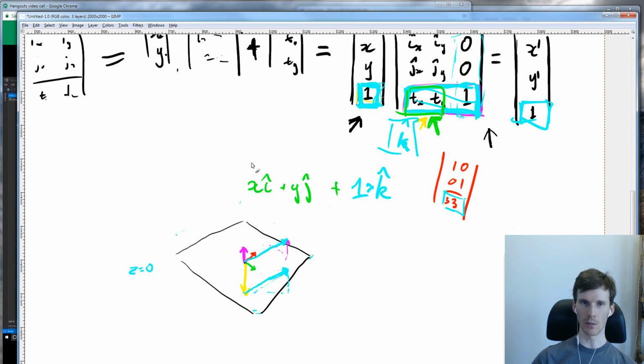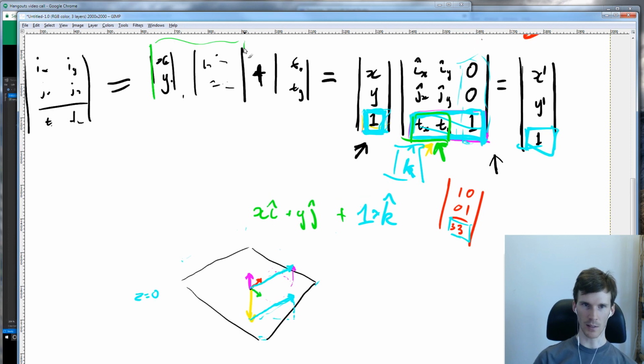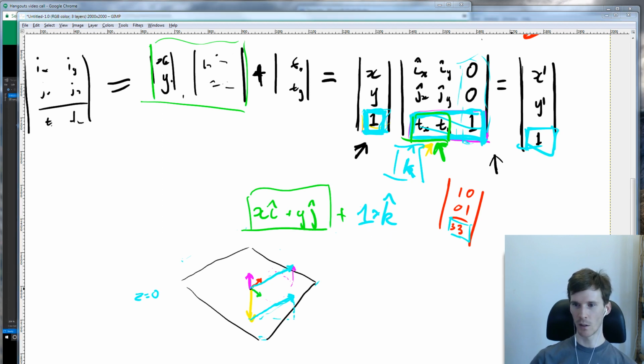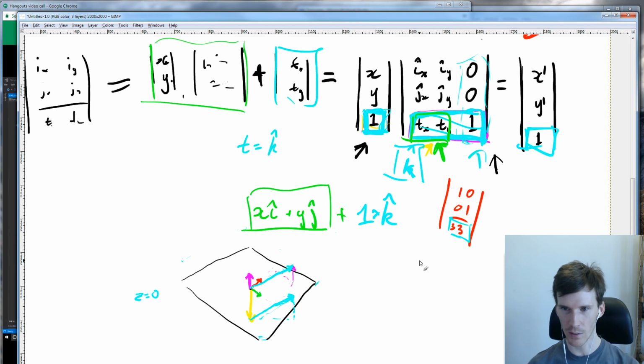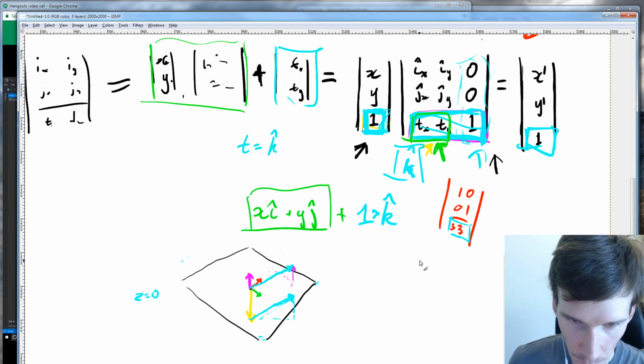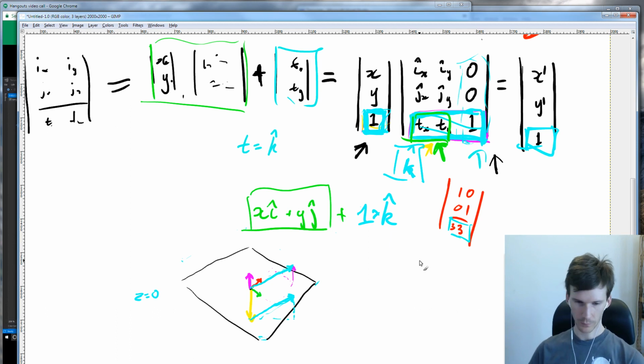And so you'll have recognized this from before. This is the same business we're doing there, having x times i hat, y times j hat, plus 1 times this t vector, where t equals k hat, ignoring the fact that we've stuck a 1 on the end. So you with me so far? Yeah, barely.